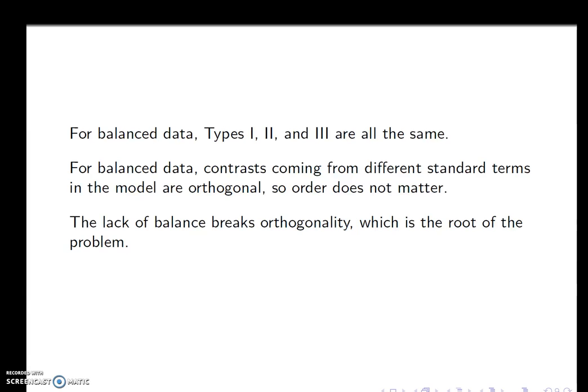In summary of all of this sorted material we've gone through, in balanced data, we don't talk about type 1, type 2, and type 3 sums of squares. And the reason why we do not is because there's no such thing as different types of sum of squares. They're all the same. Okay, so for balanced data, contrasts coming from different standard terms in the model are orthogonal. So order doesn't matter, the order in which the model is built. The lack of balance breaks orthogonality, and that is the root of the problem, what creates this whole big mess that we've been sorting through and will sort through in class this week.